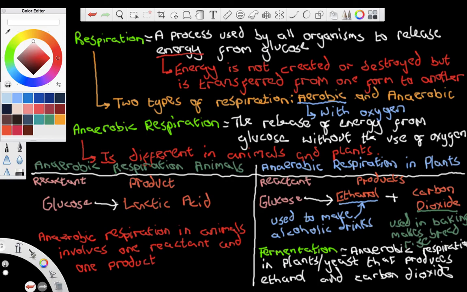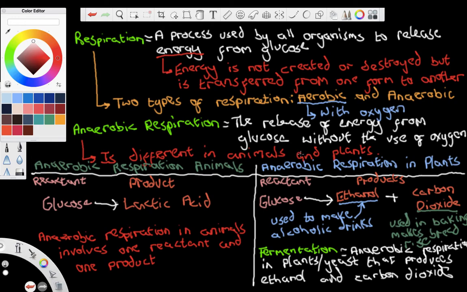So, respiration is a process used by all organisms to release energy from glucose. Energy is not created or destroyed, but it's simply transferred from one form to another. In this case, it's transferred from a chemical store into a heat store and a kinetic store if an organism is using it to move. There's two types of respiration, aerobic and anaerobic. Aerobic respiration we covered last lesson. If you can't remember anything about that, go back and watch the previous video, but it is essentially respiration with oxygen. And anaerobic respiration is the release of energy from glucose without the use of oxygen.